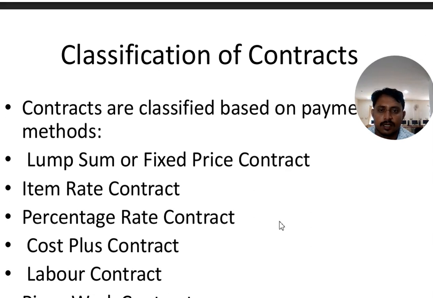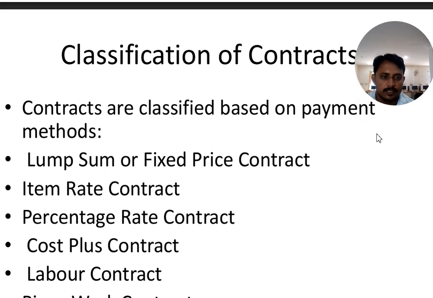Then the classification of contracts. So the contracts are mainly classified into five categories. Contracts are classified based upon the payment methods. So based on the payments, whether the payment is given to the contractor every 6 months, or every 1 year, or after completion of the work.